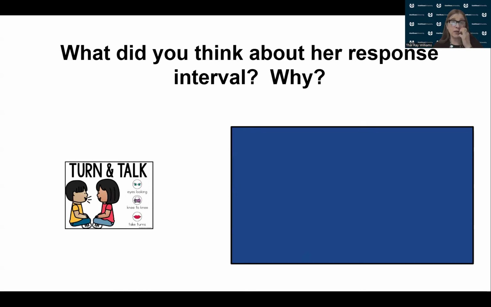All right, so when we're thinking about response intervals, just a couple of things to remind you of is that response intervals are individualized, just like prompting hierarchies are individualized. So for each student, you're going to identify what is the amount of time or the response interval they need in order to hear the task direction, process the task direction, form a response, and then engage in that response.